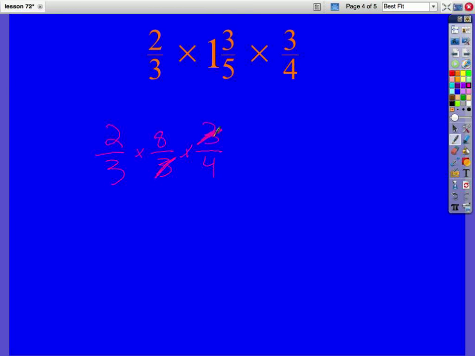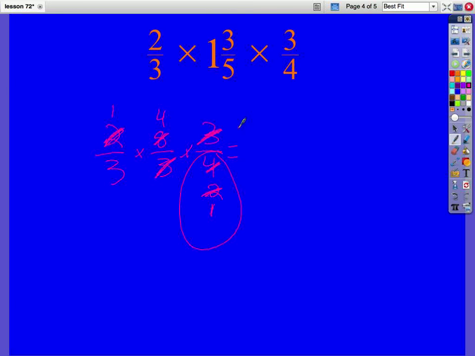Now let's look at 2. There's no 2 on top, but I know 2 goes into 4. 2 goes into 2 once, 2 goes into 4 twice. Now all I have left on top is 8, and on the bottom I have a 3 and a 2. Now 2 goes into 8, so I'm going to reduce there. So notice I'm doing more than one reduction here. 2 goes into 2 one time, 2 goes into 8 4 times.